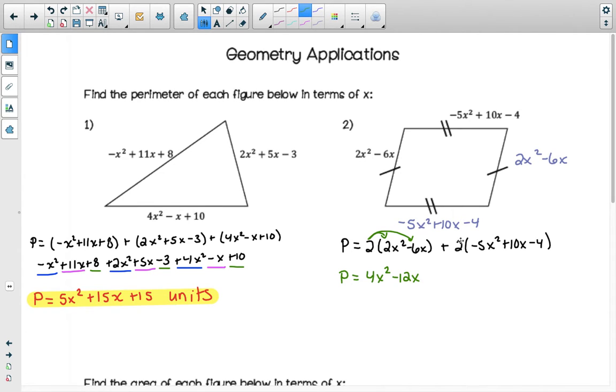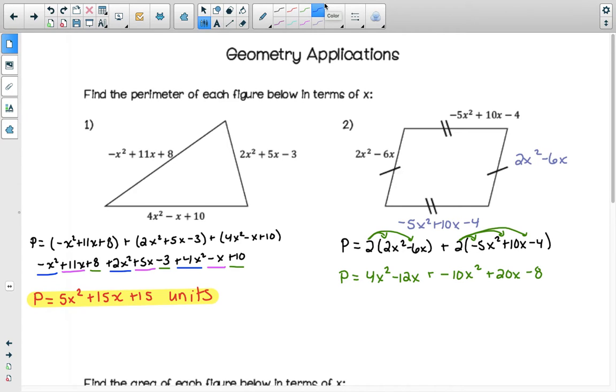Then we have plus, we're going to multiply our 2 into this entire set of parentheses again. So we get plus 2 times negative 5x squared is negative 10x squared. 2 times positive 10x is positive 20x. And 2 times negative 4 is negative 8. Now we have no parentheses, and we can combine our like terms.